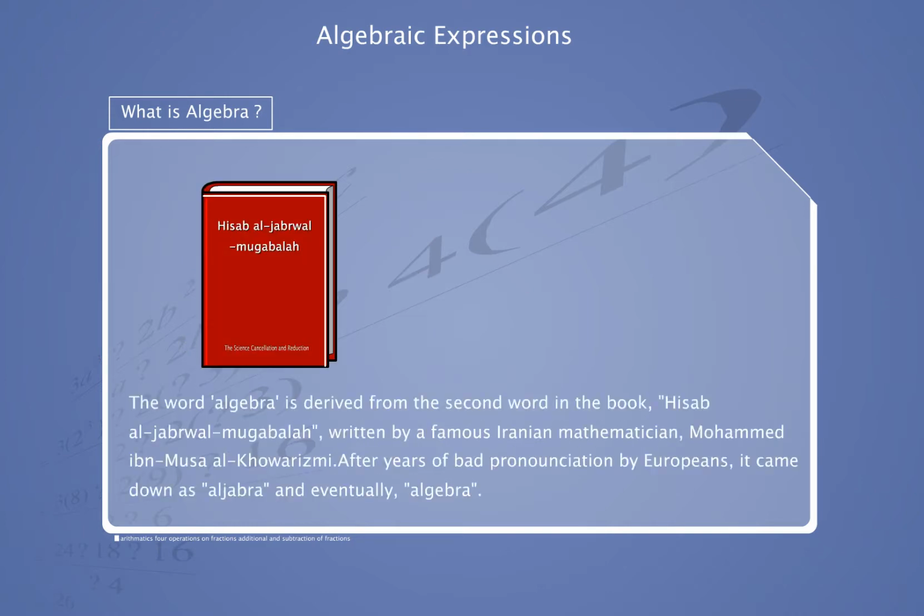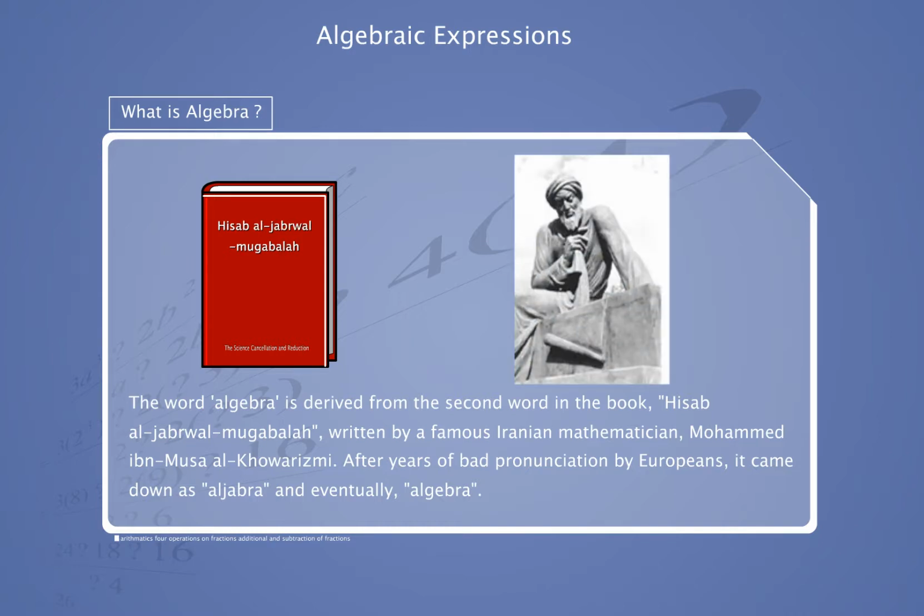The word algebra is derived from the second word in the book Hisab al-Jabr wal-Muqabalah, written by a famous Iranian mathematician, Muhammad ibn Musa al-Khwarizmi. After years of bad pronunciation by Europeans, it came down as Algebra, and eventually algebra.